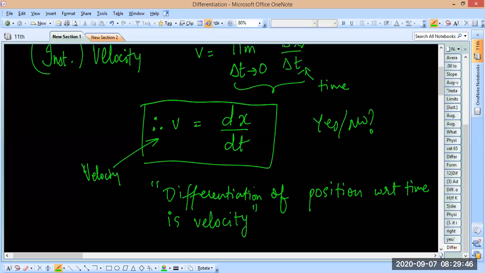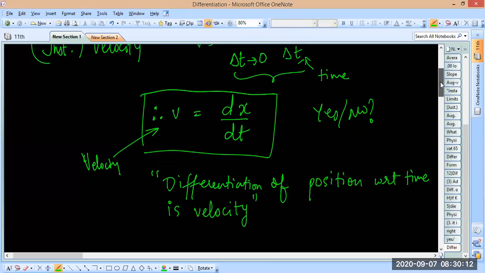Differentiation is used to find velocity, first thing. You will use differentiation in 50 places in physics, 50 places, right? And if you go ahead and study higher level physics, then there will hardly be any one topic where you don't use differentiation, right? Differentiation is one of the most important things that you have to understand if you want to study physics, right?